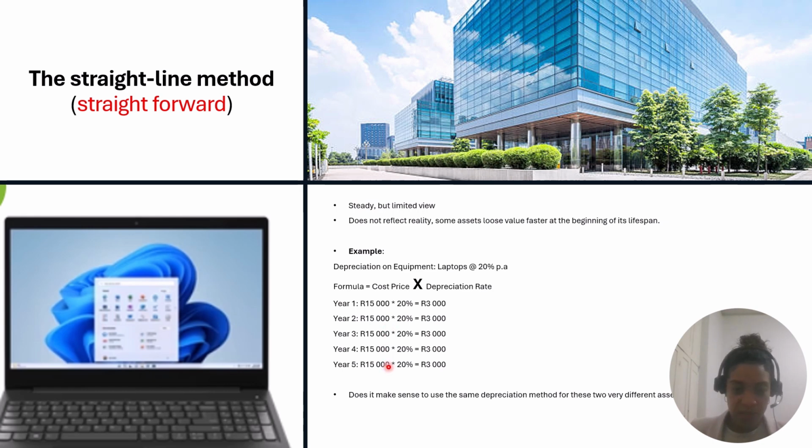So as you can see, the depreciation expense is exactly the same from the beginning until the end of the lifespan of this laptop. And we have just mentioned that technology is rapidly advancing. So, do you think it makes sense to depreciate these two very different assets with the same straight line method?